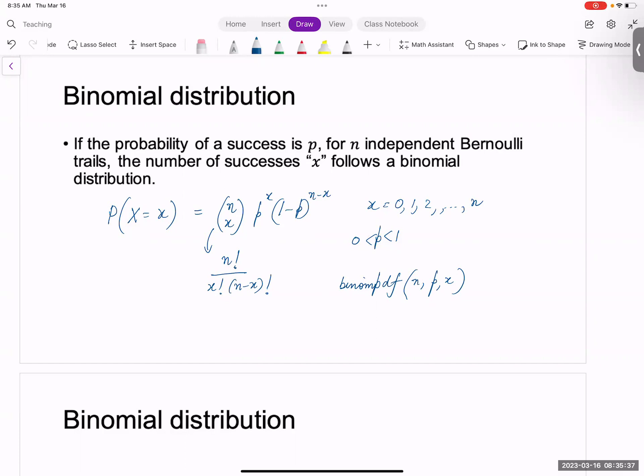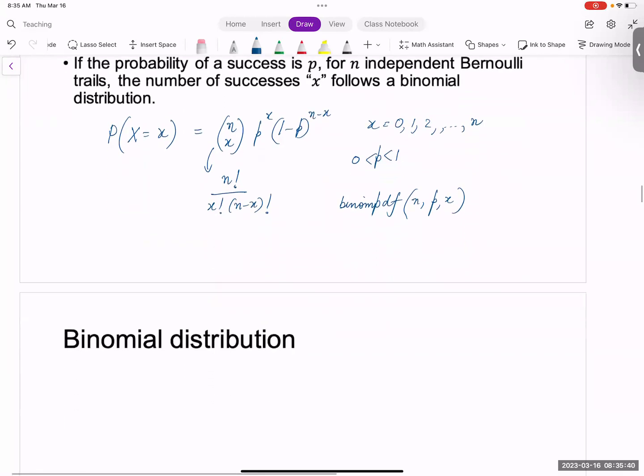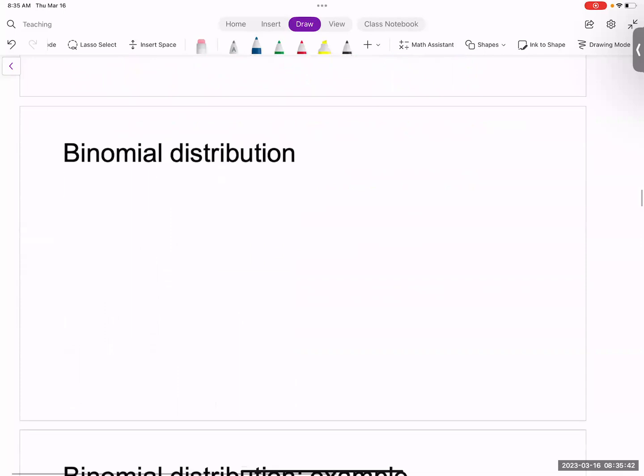Right, so we just looked at the probability mass function. Now we look at cumulative probability.